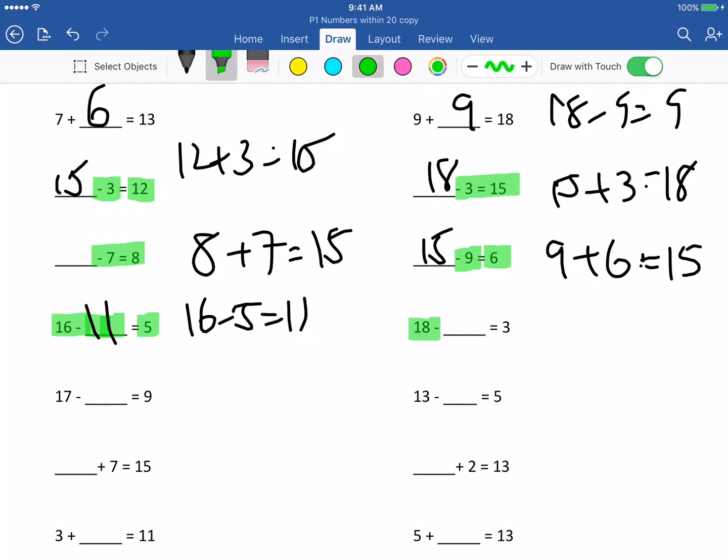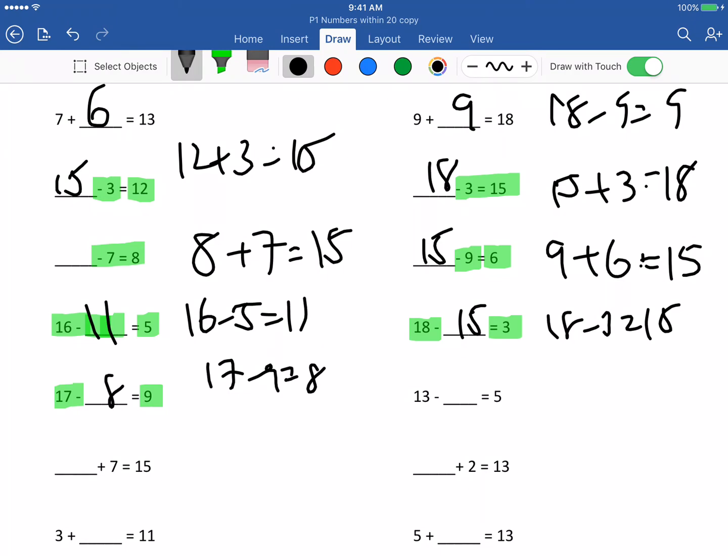Next one, 18 minus what number will give you 3? It will be just 18 minus 3, 15. Next one, 17 minus what number will give you 9? Just 17 minus 9, 8. Next one, 13 minus what number will give you 5? 13 minus 5 gives you 8.